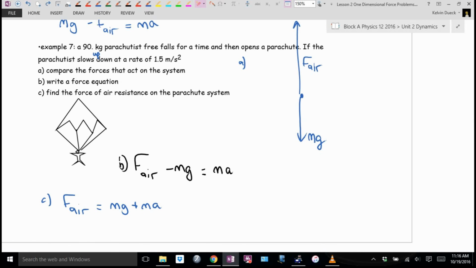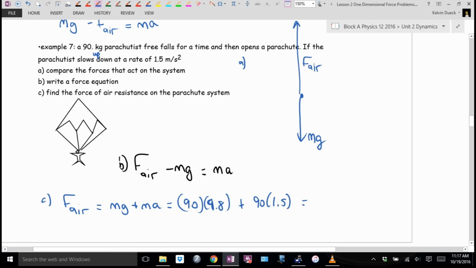We're not going to ever calculate air resistance using the drag coefficients, velocity. There is an equation for it. We can find it indirectly like this. It's going to be 90 times 9.8 plus 90 times 1.5. Can I do that in my head? I can factor out a 90. It'll be 9.8, it'll be 10.8, it'll be 11.3. 11.3 times 90, 1,017? Or am I wrong? I could be totally off. I'm right? To 3 sig figs.